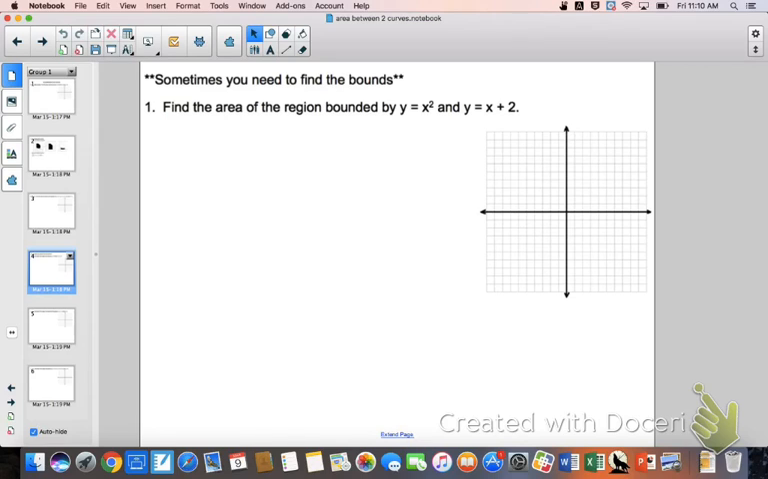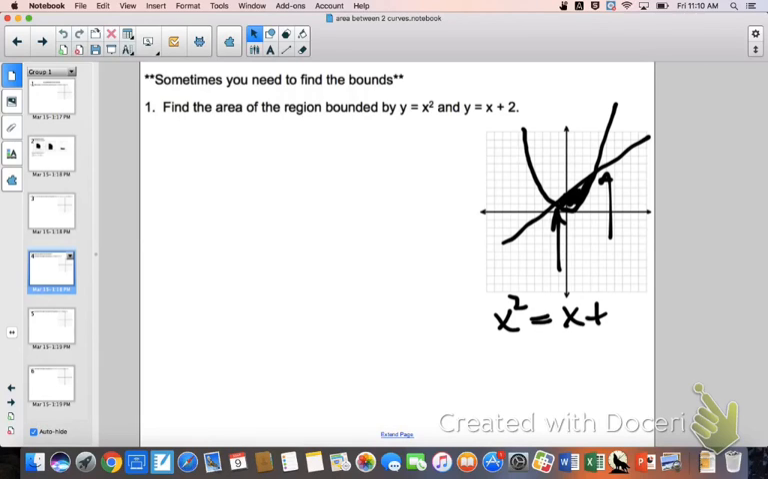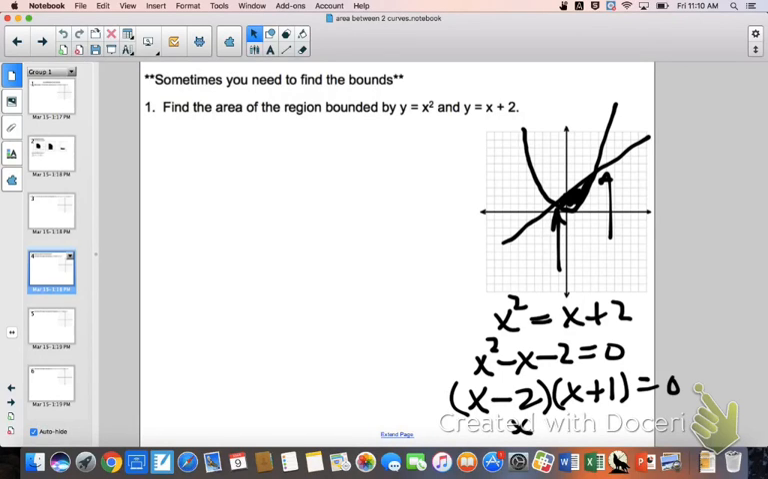Next, sometimes you need to figure out the bounds. In order to do that, this one is y equals x squared and y equals x plus 2. So it's going to look like that, and the area bounded by the region is this area right here. You need to figure out what those bounds are. So we set x squared equal to x plus 2, subtract them over, factor, and you get x equals 2 and negative 1. So this one is negative 1, this one is 2. That tells you what your bounds are, negative 1 to 2.